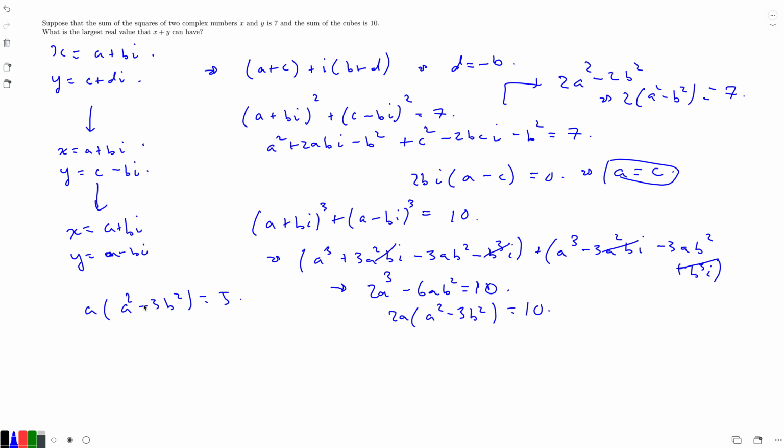That comes from the motivation that we need to solve for one of a or b. So now let's solve for b squared in terms of a squared. We just divide both sides by 2 and then isolate b squared to get b squared is equal to a squared minus 7 over 2. Great. So this becomes a times a squared minus 3a squared, and then this becomes plus 21 over 2.